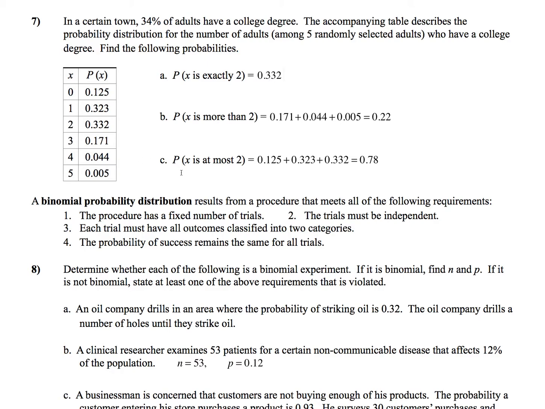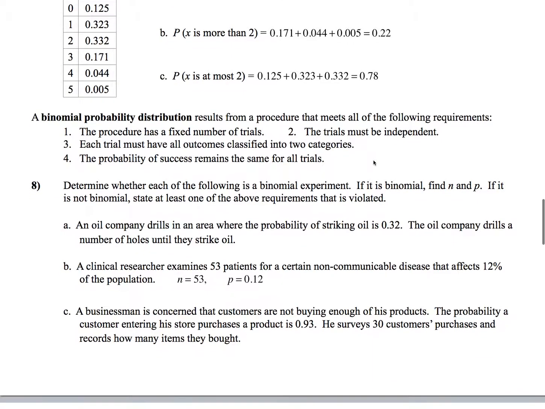In the last one, we want to know the probability that the number of successes is at most 2. At most means that's the most that it can be. That also means that the probability that x is less than or equal to 2. Well, if the most that the number of successes that we can have is 2, then we can have 2, 1, or 0. So we add those probabilities, 0.125 plus 0.323 plus 0.332. And that gives us a total of 0.78. That's all we're doing in that question.